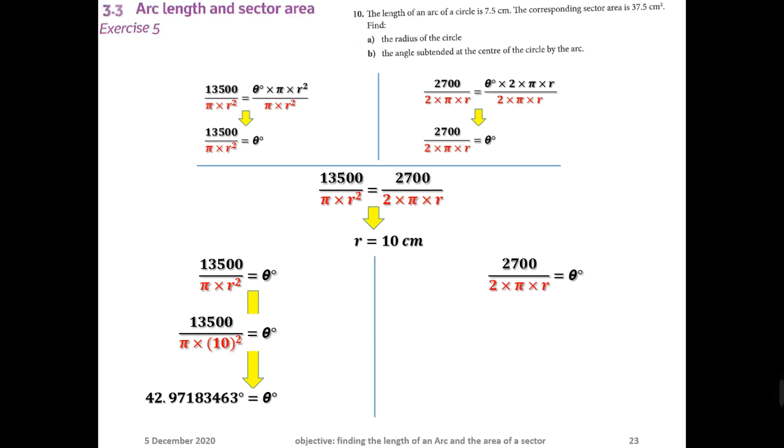If you substitute r in the second expression as 10 centimeters as well, it's going to be 2,700 over 2 times pi times 10. And if you round this answer to 3 significant figures, it's going to be 43.0 degrees. So this tells us that both expressions are correct, and most likely the radius that we found is correct as well.